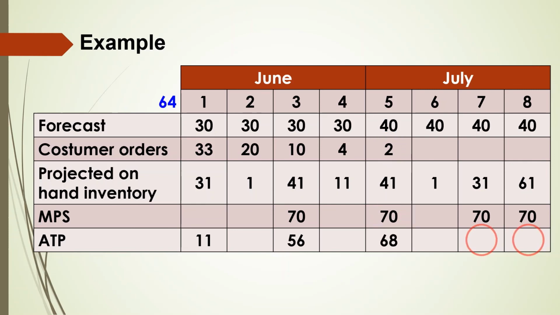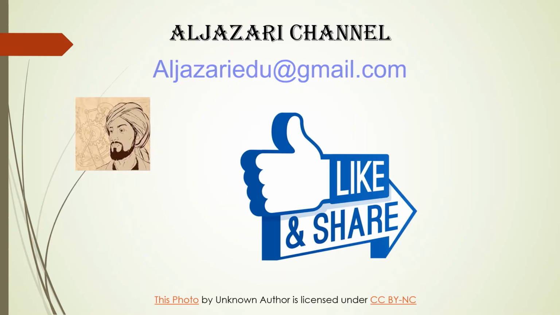For weeks 7 and 8, there are no customer orders, so for the present, all of the MPS amount is available to promise. As additional orders are booked, these would be entered in the schedule, and the ATP amounts would be updated to reflect those orders. Marketing can use the ATP amounts to provide realistic delivery dates to customers. Hopefully, you can make the master schedule by yourself.